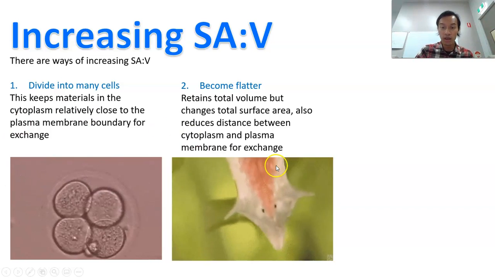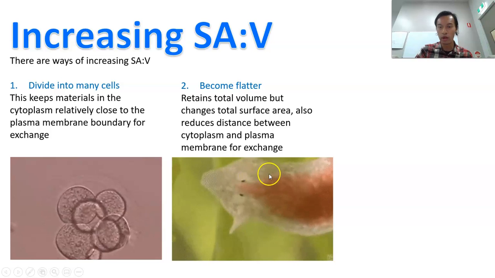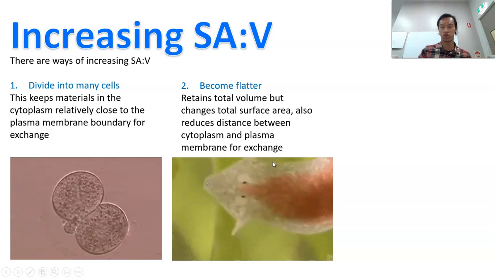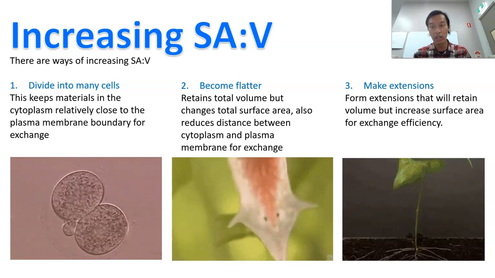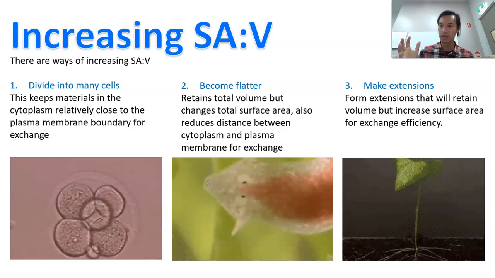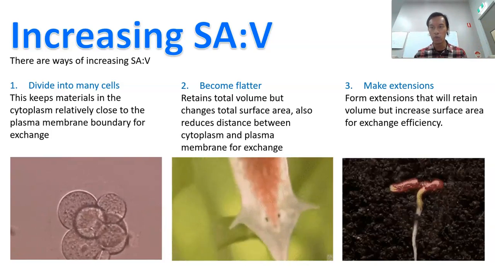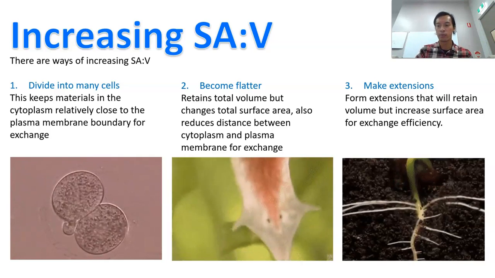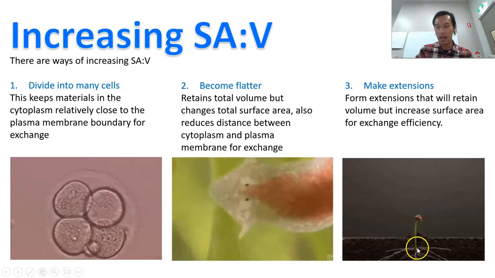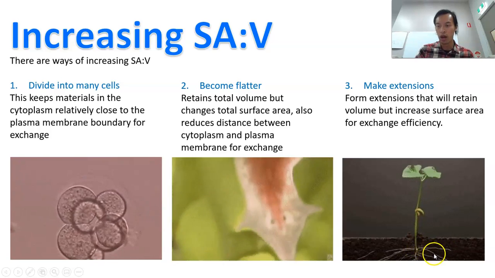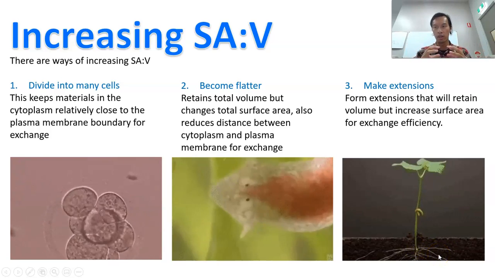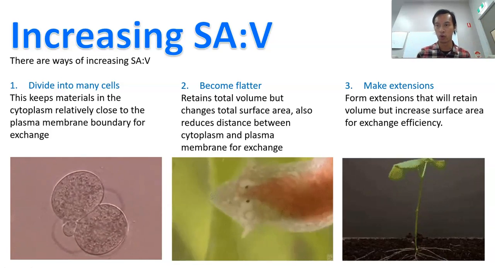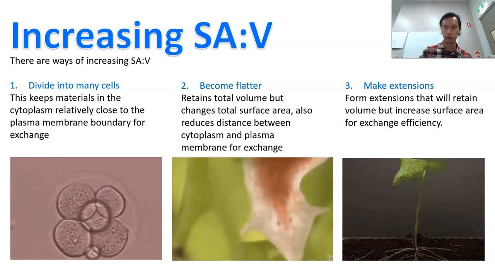This is a flatworm, a very flat organism, allowing itself to absorb oxygen straight from its environment pretty quickly. The third way you can do it is you can make extensions. The extensions thin out the volume but increase the surface area for efficiency. So for example, plant roots form these extensions, which allow the plant to maintain as low a volume as possible, but increase its surface area to absorb things like water and nutrients and so forth, okay?